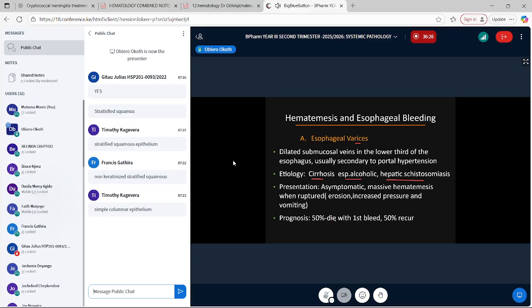So 50% will die with the first bleed because it's massive. And then even if it recurs, another 50% will still die the same way. So either way, it's a very difficult situation to manage, especially when decompensated cirrhosis develops. And the problem is that, as you are going to discuss with cirrhosis, once you start the bleeding it will worsen the cirrhosis.